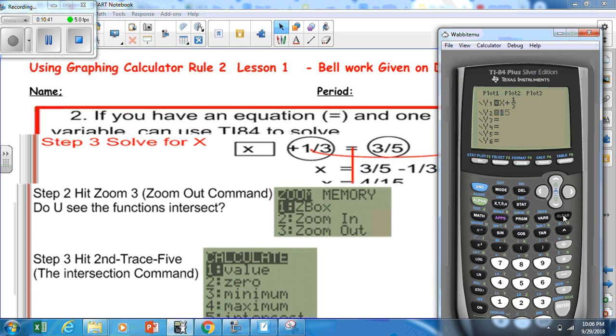Okay, we're going to hit second. We're going to have zoom 3 so we can actually ensure we see the intersection. We don't see it. Let's hit second, let's hit zoom 3 again. Enter. Got to keep stepping out until we can see that intersection. Again, we don't see the intersection. Third time. Zoom 3. Don't see that intersection.